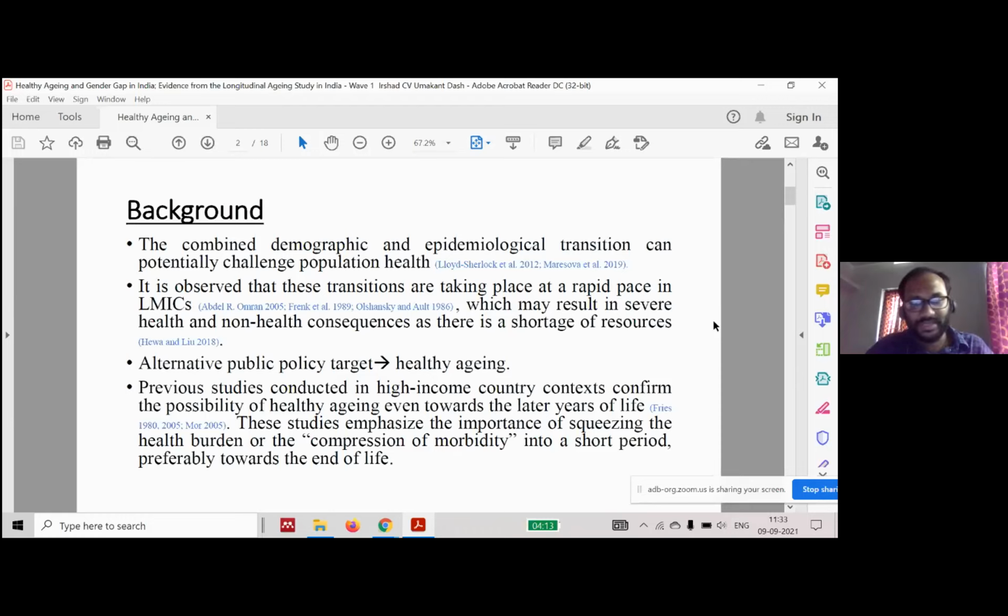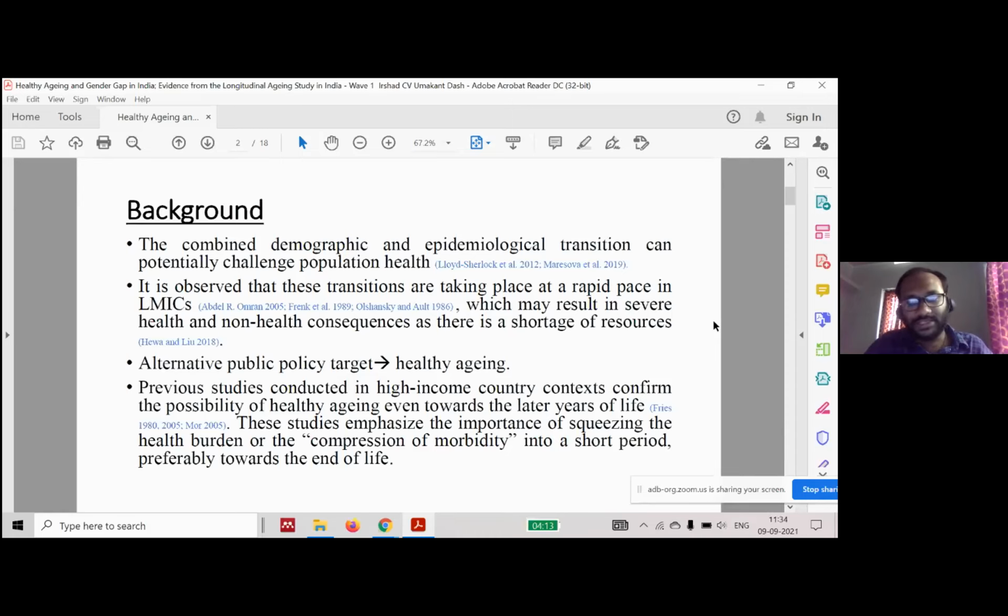So we'll begin. The background is that we have a combined demographic and epidemiological transition taking place, and it has a lot of implications for population health. We also know that in a developing country like India, this combined transition is taking place at a rapid pace. And as a developing country, there is a shortage of geriatric resources and other policy supplements.